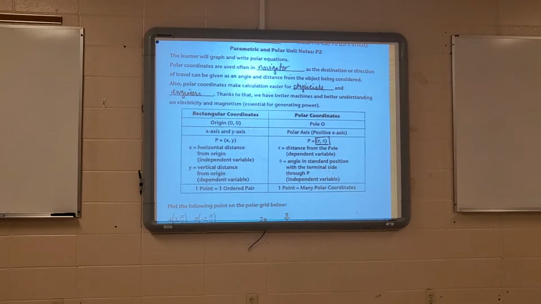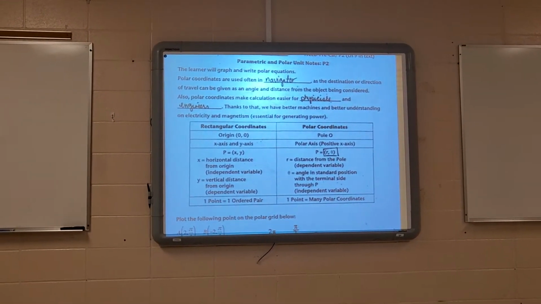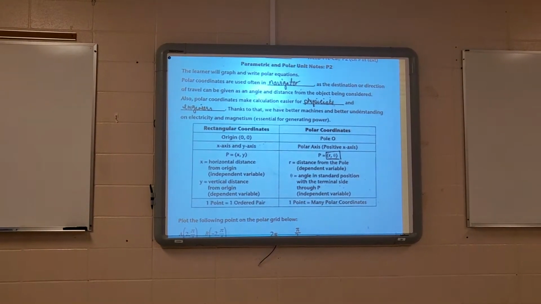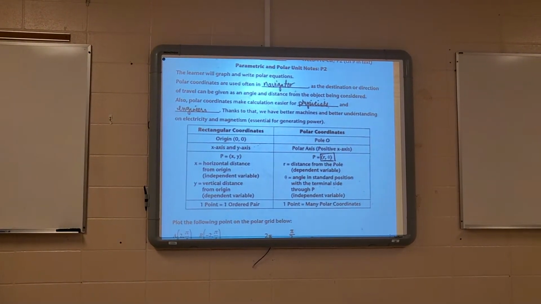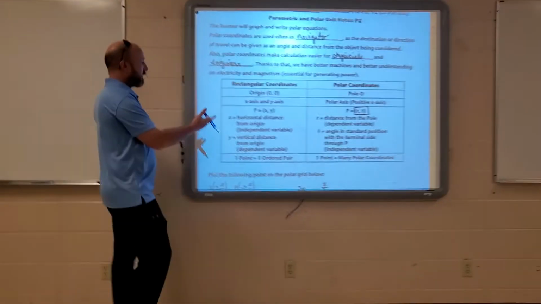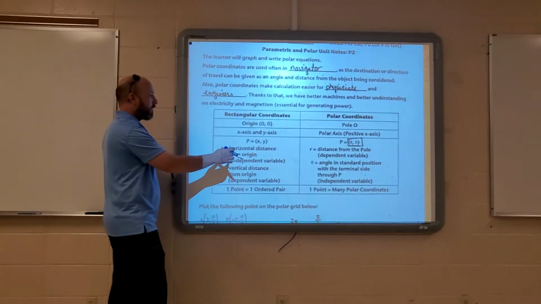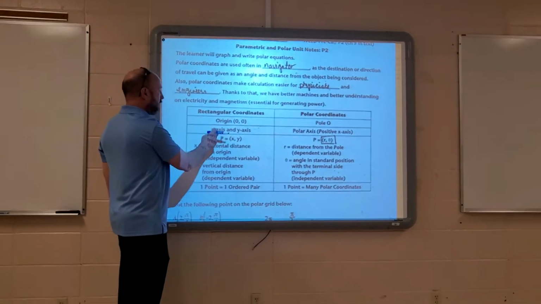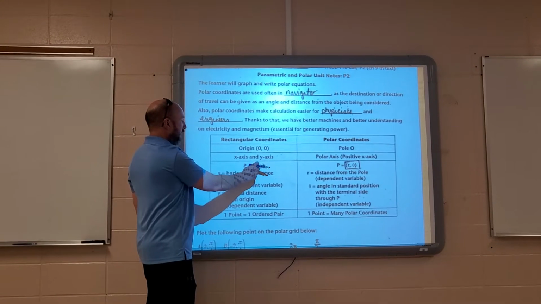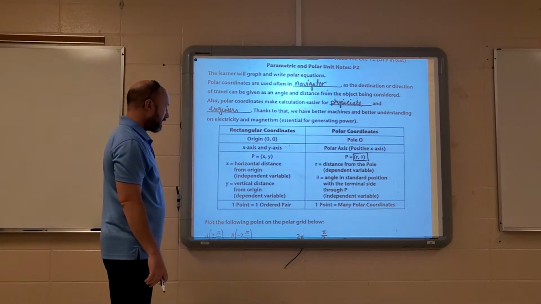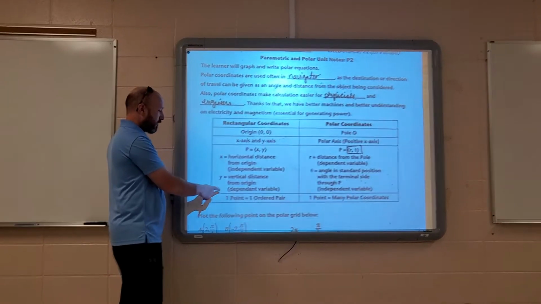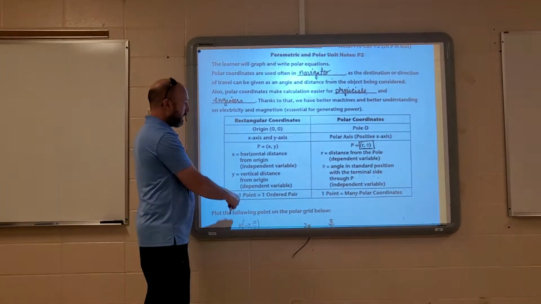So you see it come up a lot, especially in airplane travel and things like that, because the Earth is circular. So that's why you use it. So this is just saying that for rectangular coordinates, here's the origin 0, 0. You use the x and y axis, and where your P is x comma y, your point. Okay, and then you guys know this.